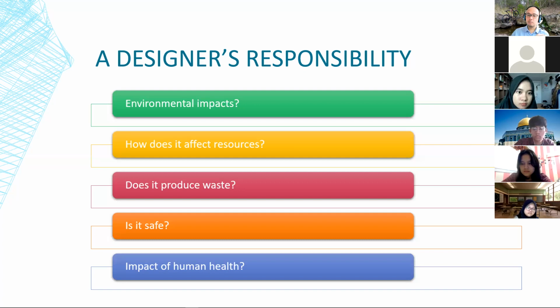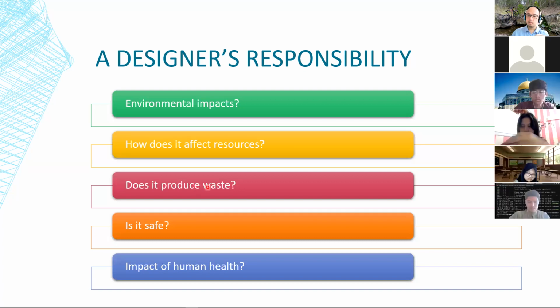Another question that we need to pose, does it produce waste? Designers and consumers, if you're not a designer, if you're not a producer, if you're a consumer, you still need to be concerned not only with the products that you consume, but also with the byproducts. Is an object designed so that all of it is consumed or used up?